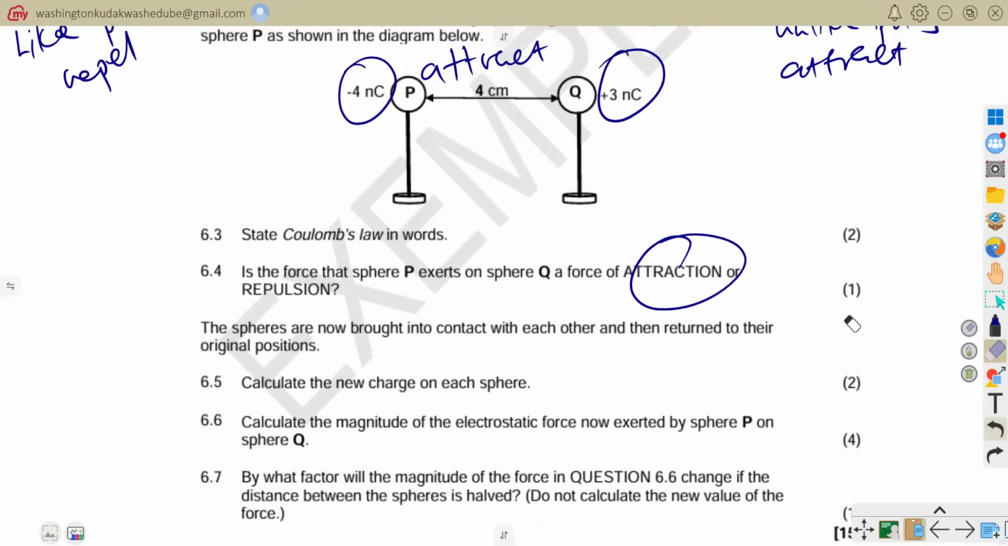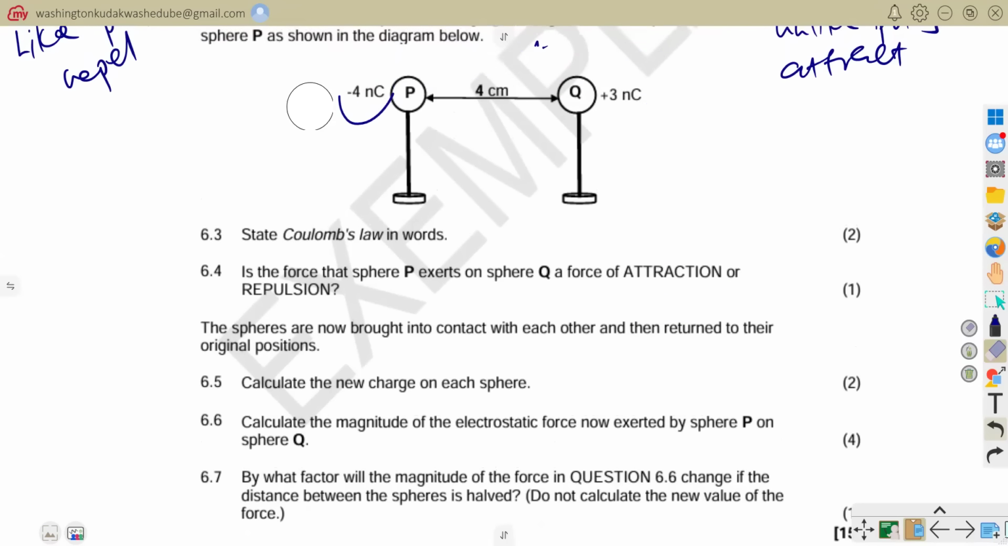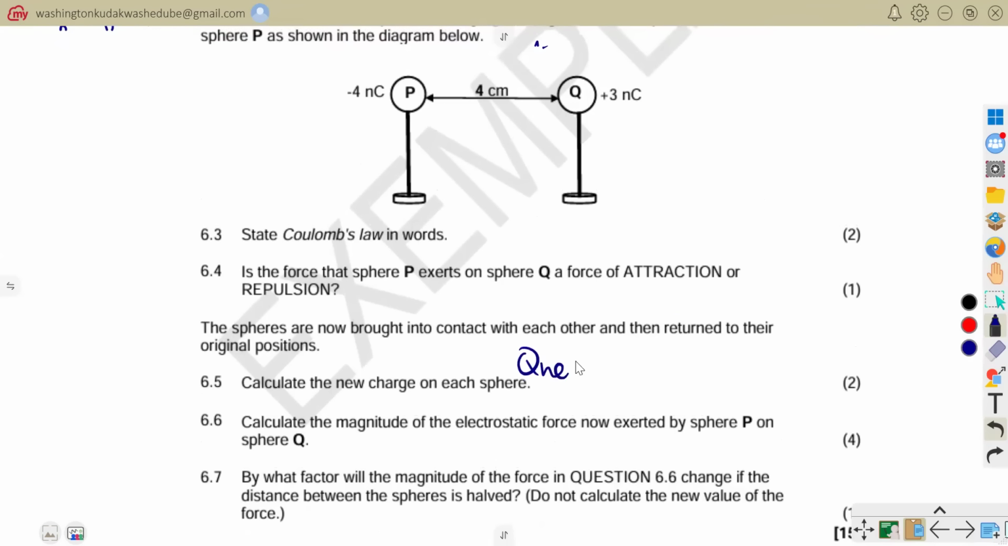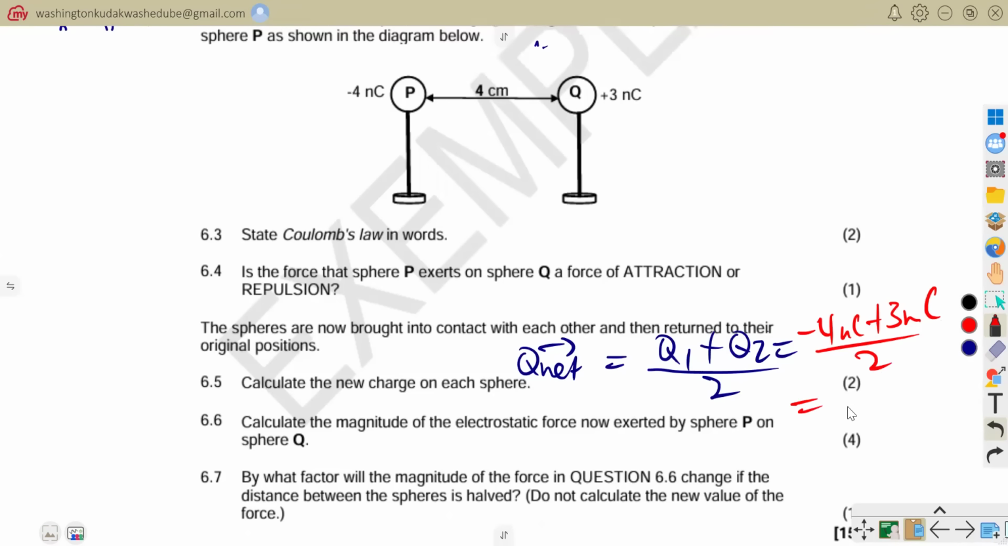So the new charge, how will you calculate the new charge? You would simply add the charges and then divide by 2. So the net individual charge would be equal to Q1 plus Q2 all divided by 2. And then we know that Q1 is given as what? Q1 is negative 4 nanocoulombs plus 3 nanocoulombs divided by 2. That is going to be equal to negative 1 nanocoulomb divided by 2. That is going to give you negative 0.5 nanocoulomb.